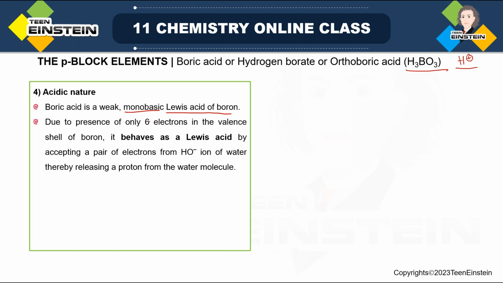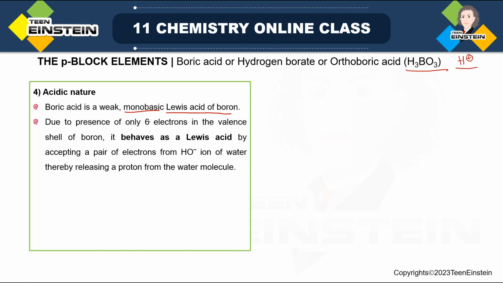But why are we saying it is monobasic? Because we are saying it is a Lewis acid. Now Lewis acid means any molecule which can accept a lone pair of electrons from some other species, that is, it can accept negative charge. Then why are we saying monobasic? Once we see the equation, it will be clear.